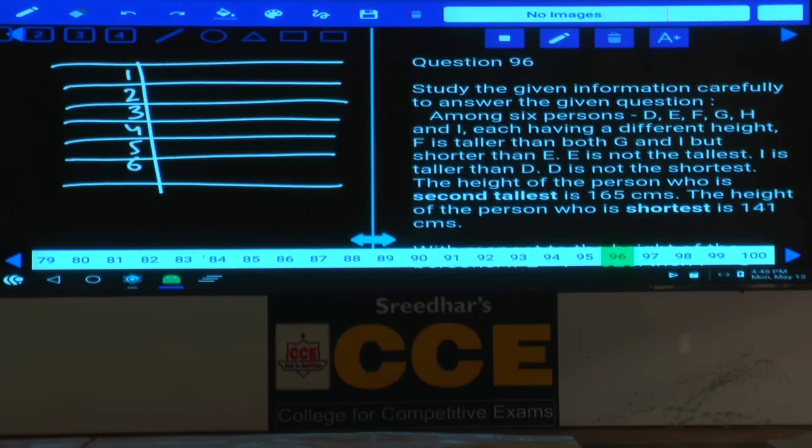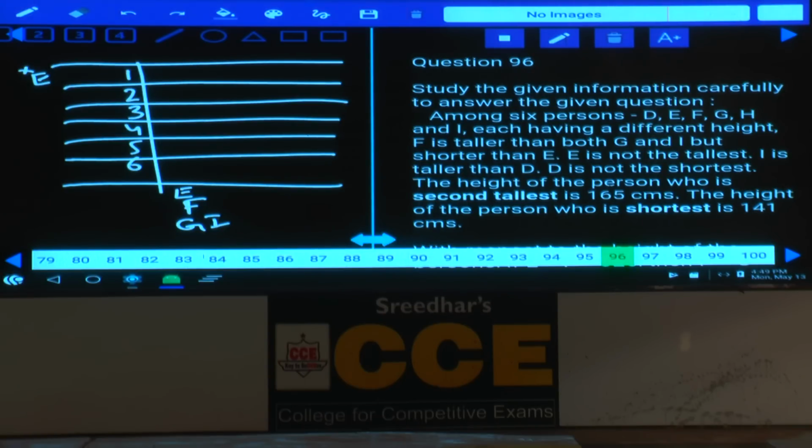Then condition number 1. F is taller than both G and I. F is taller than G as well as I. Now between G and I, who is taller than whom is not clearly given, but shorter than E. F is shorter than E, isn't it? And F is shorter than E. E is not the tallest. E cannot be at the first place.